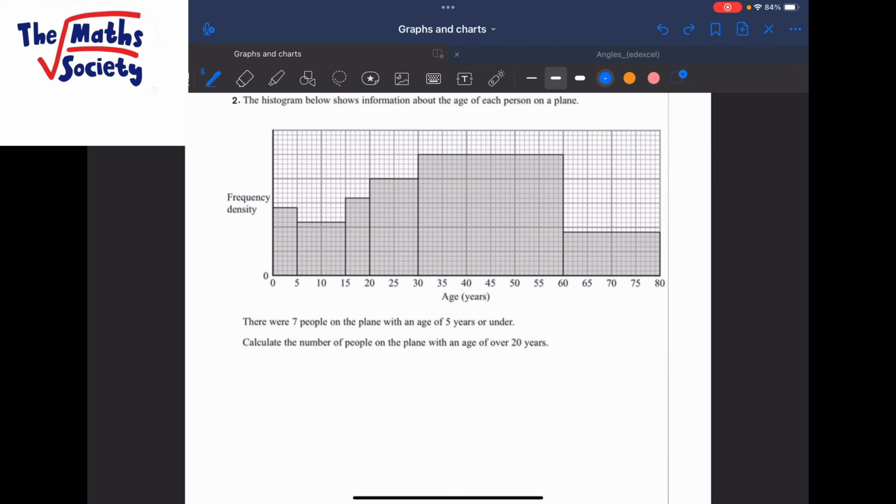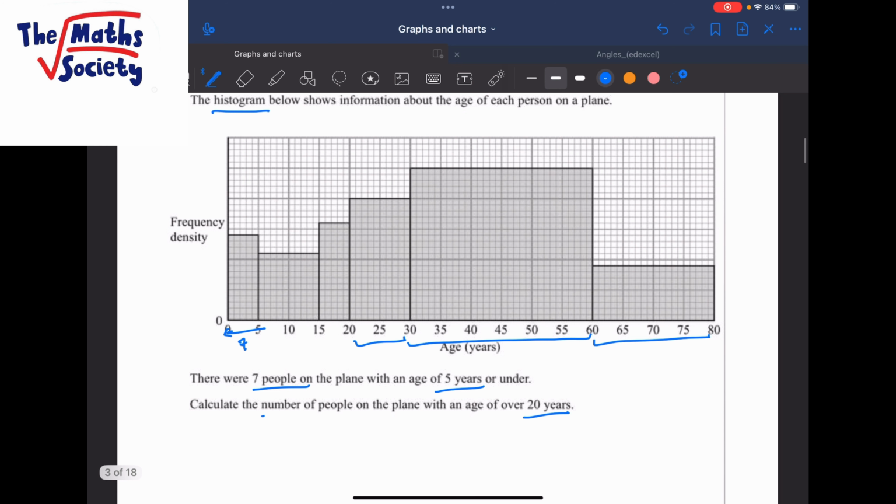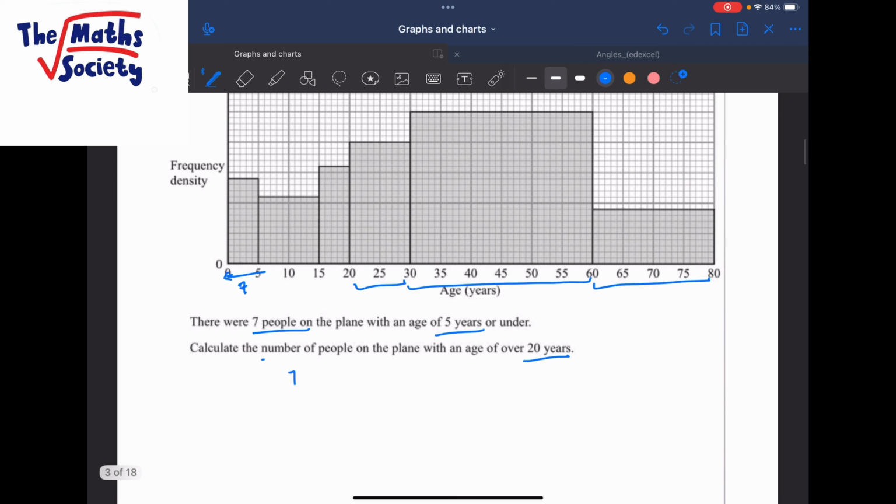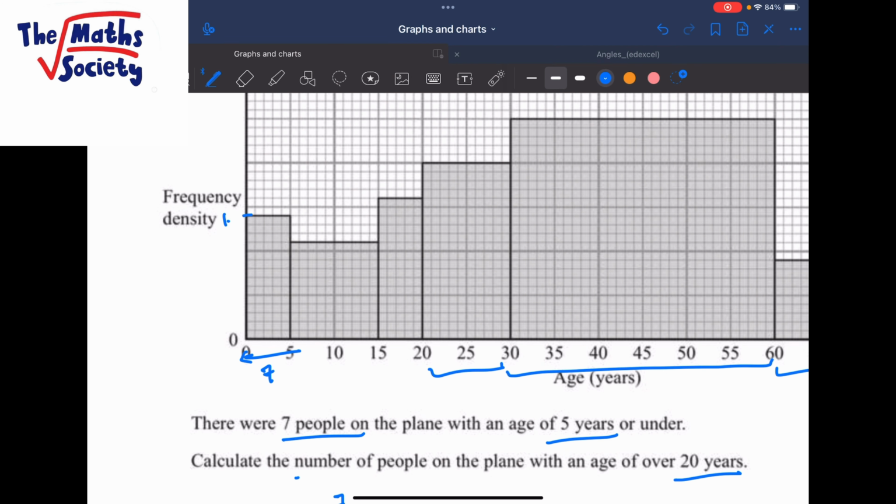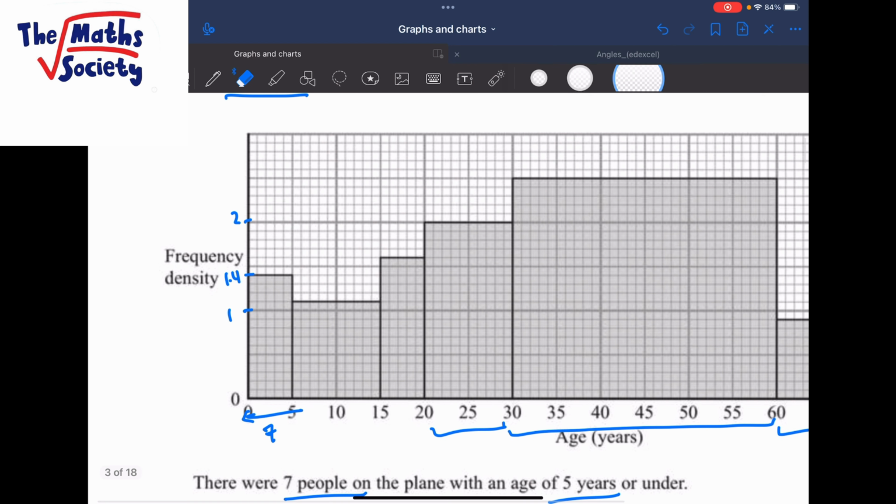Okay, so for this question too, we are given the histogram, but then it says that there were 7 people on the plane with an age of 5 years or under. So if it's 5 years or under, there are 7 people here. We just need to calculate the number of people on the plane with an age of over 20 years. So it means you have to calculate 20 to 30, 30 to 60, and then 60 to 80. So first of all, we know that frequency density is equal to frequency divided by the class width. So here we have frequency, which is 7, and class width of 5. So we know that it's going to be 1.4. So here we can say that frequency density is 1.4. So we know that this would be 2, and this 1, and that would be 3.